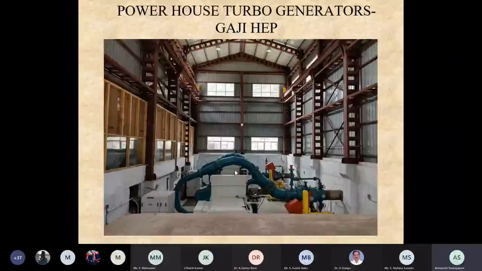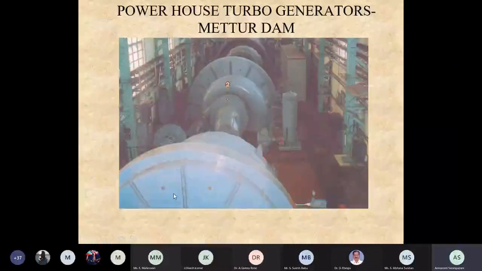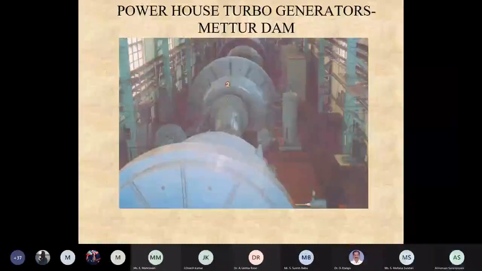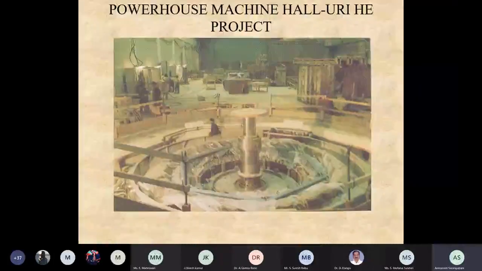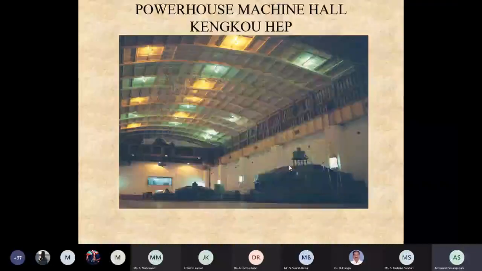And this is again one type of turbine, this is Matri Dam. This is the Uri project, horizontal. This is a vertical shaft turbine. This is the generator, at service bay level. This is the roof figure. We can see the roof. This is underground, not surface. This is the underground power project.